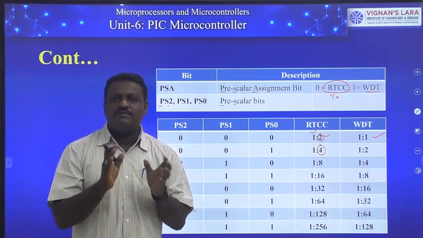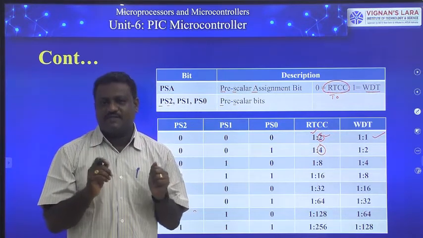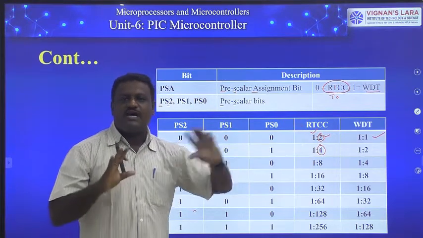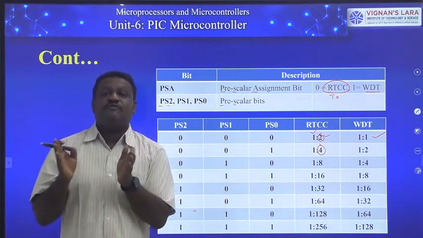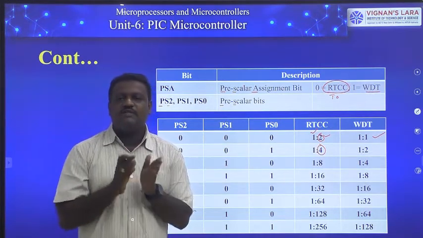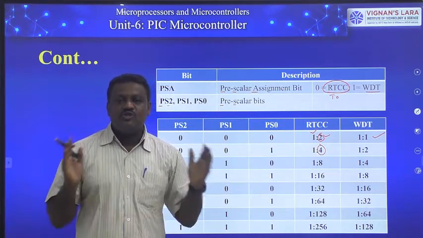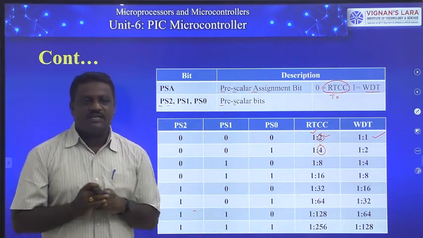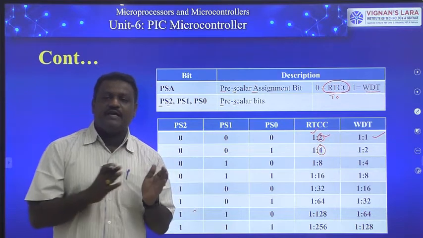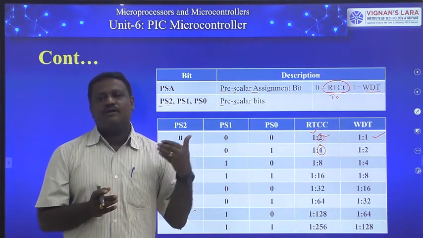So we know that, generally, an 8-bit counter will count a maximum of 256. If it is the 1:2 scenario, it will count 2 into 256, that is 512 clock pulses. If I go to the next, 256 into 4, it will count 1024 clock pulses. I won't change the size of the timer itself. The timer size is still 8-bit, but with the help of this prescaling, I can increase the delay produced by the timer by counting more clock pulses.